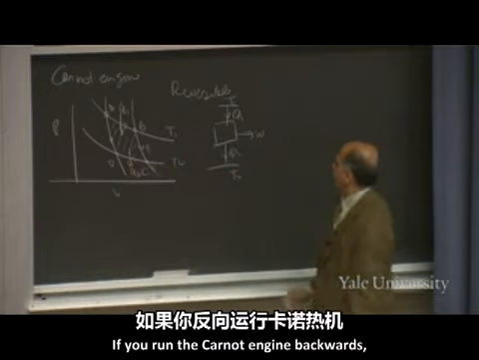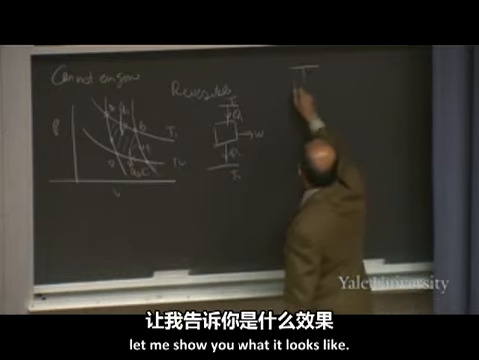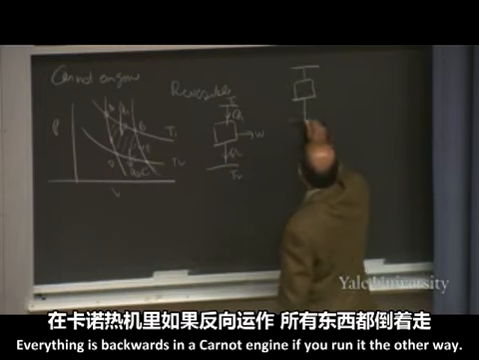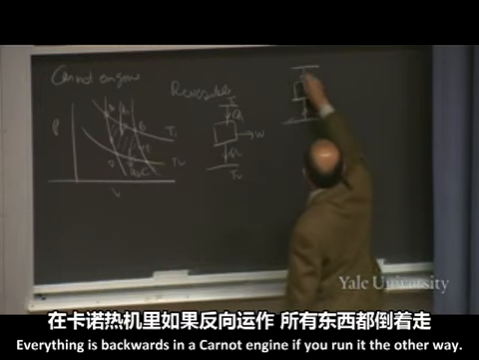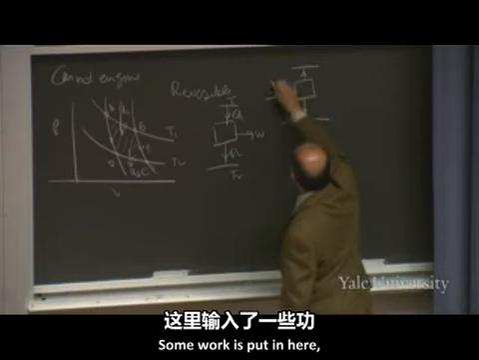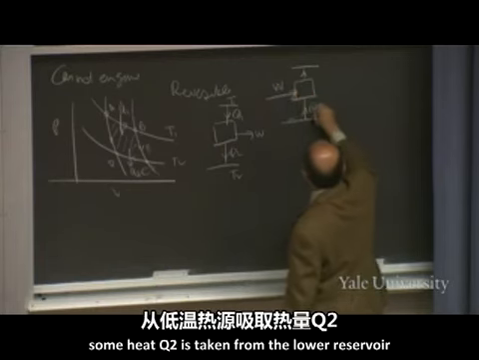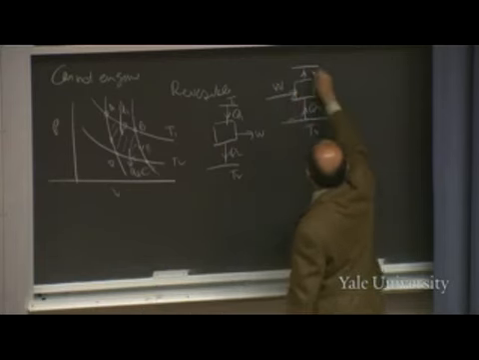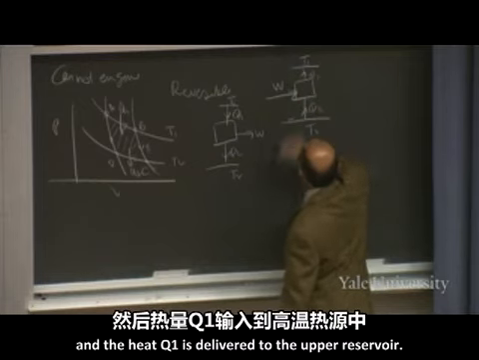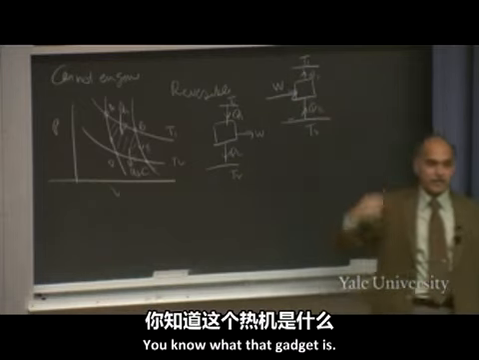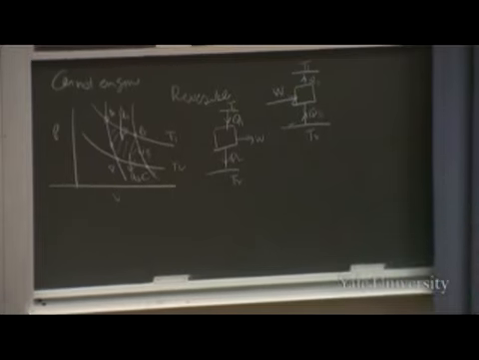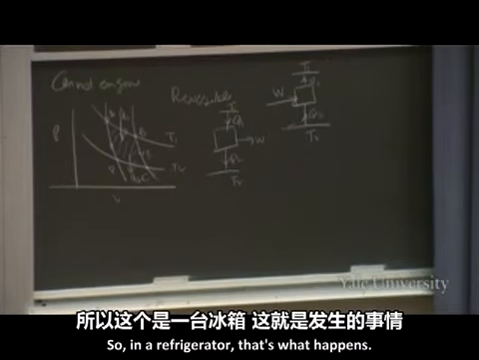If you run the Carnot engine backwards, let me show you what it looks like. Everything is backwards in the Carnot engine. If you run it the other way, some work is put in here, some heat Q2 is taken from the lower reservoir, and the heat Q1 is delivered to the upper reservoir. You know what that gadget is? That's the refrigerator. So in a refrigerator, that's what happens.